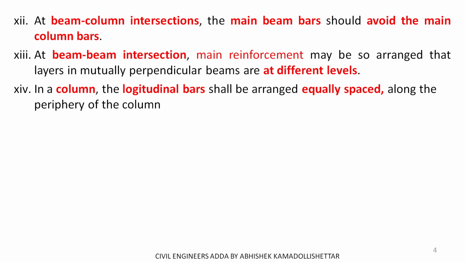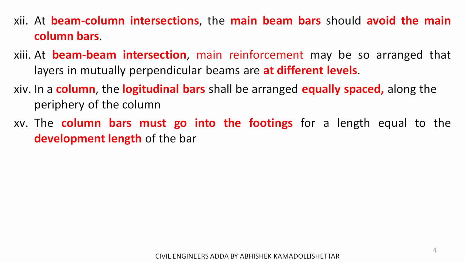In a column, the longitudinal bars shall be arranged equally spaced along the periphery of the column, whether on all four sides or any two sides, depending on your reinforcement. The column bars must go into the footings for a length equal to the development length of the bar. So when you project the column bars, they should go into the footing with a development length Ld that you calculate.